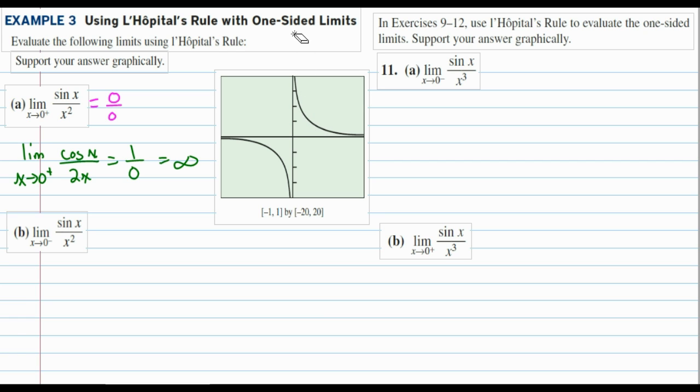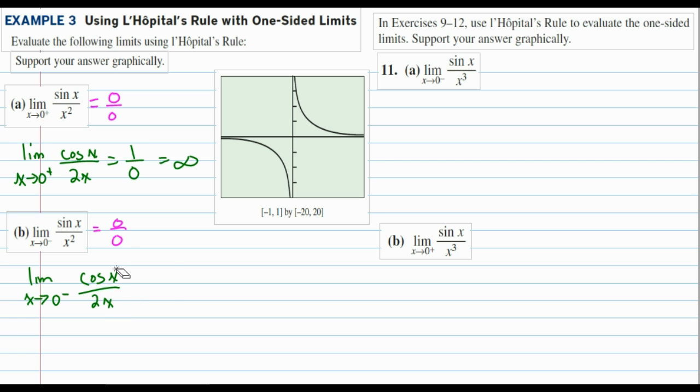Part B, the limit as x approaches 0 from the left then of the sine of x over x squared. Well, if I plug in 0, I get 0 over 0. So L'Hopital's rule is a good candidate. I will take the limit as x approaches 0 from the left of now the derivative of the numerator over the derivative of the denominator. Yes, we already knew that.